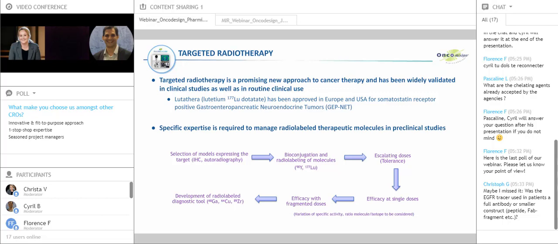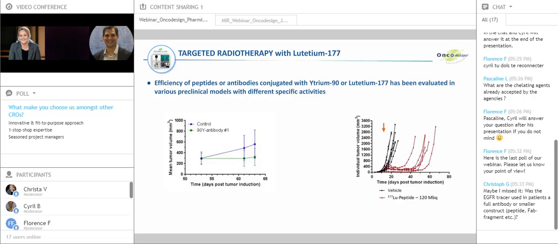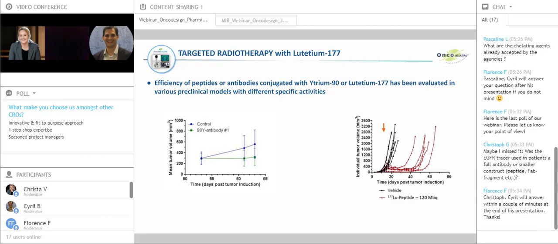I'm showing you just two examples that we've performed. One is with yttrium-90 and one is with lutetium-177. So you can see in both cases of this therapy, we observe a very strong activity of this kind of therapies. And I think this is one of the reasons that it is getting more popular now, that we can manage toxicity of such therapy, and it's much more targeted to the tumor.